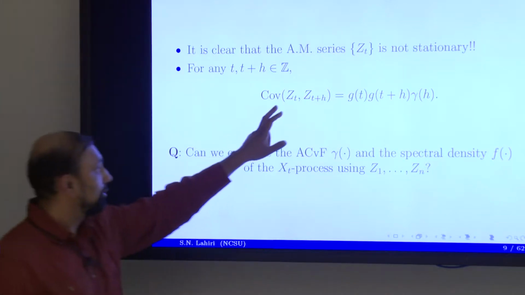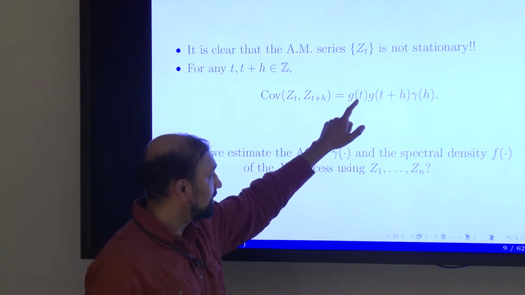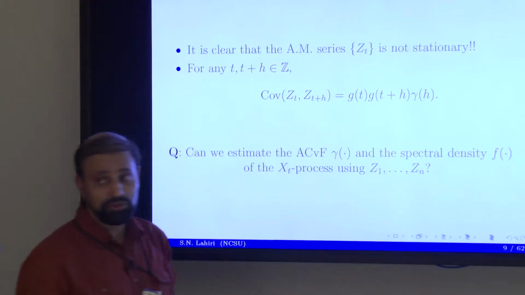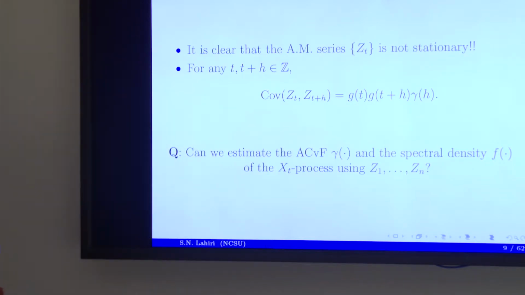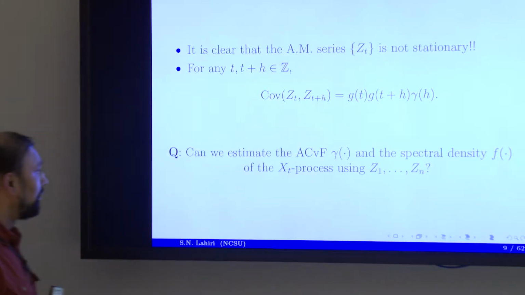When you look at the covariance between Z_t and Z_{t+h}, you have this modulating function g at time point t and at time point t+h. So this is not only going to depend on the difference between the two. That makes it non-stationary. But that is all that we have.